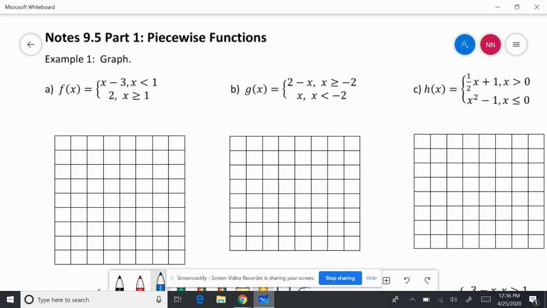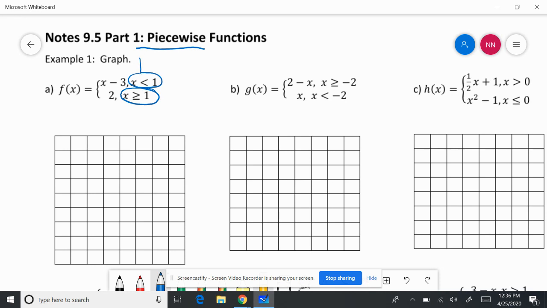We're going to move away from conics and look at piecewise functions. A piecewise function is a function that has more than one equation. We distinguish where each equation applies based on our domain. So after the equation, what we have is a domain.